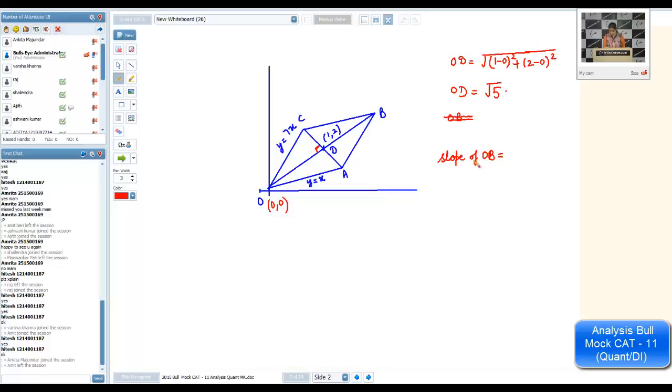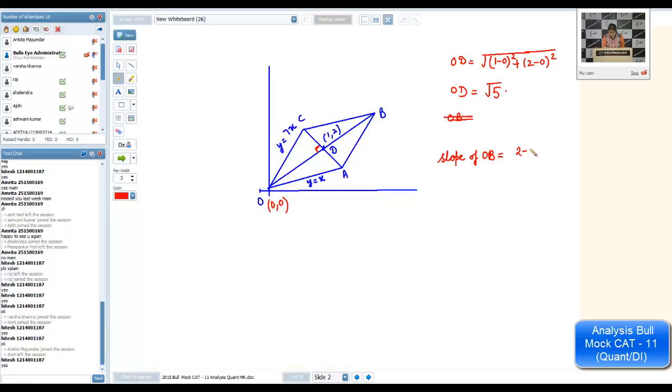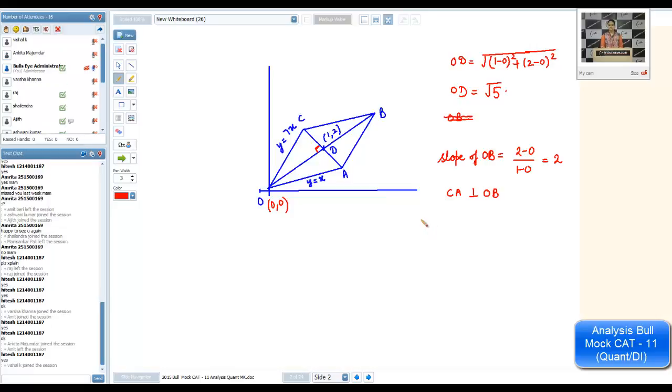I think, Hitesh, you must be comfortable in coordinate geometry. I mean basic things: slope, equation of line, distance formula. Okay. So I'm writing slope of OB, that will be 2 minus 0 upon 1 minus 0. It comes out to be 2. As we know that CA is perpendicular to OB, and whenever two lines are perpendicular, the product of their slopes must be equal to minus 1. That's why slope of CA should be equal to minus half.